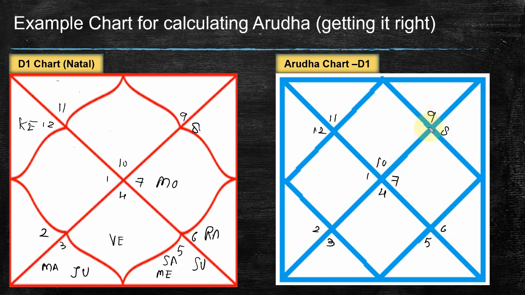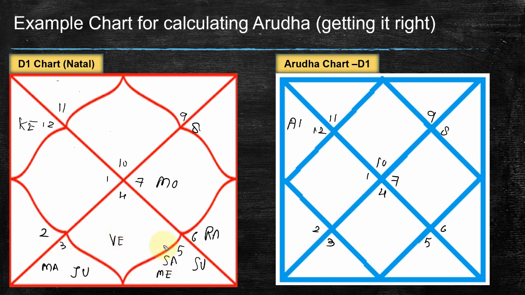Now for the first house, the Arudha Pada, the Lord is 8 houses away from here. I mean the Lord of Capricorn, Saturn. So again move 8 houses from here. So this is A1. Similarly, A2.